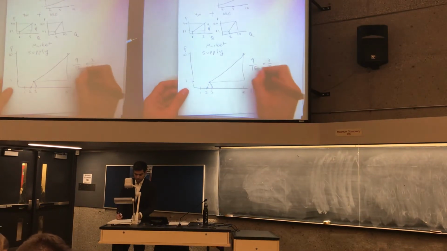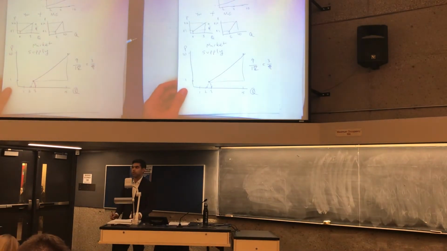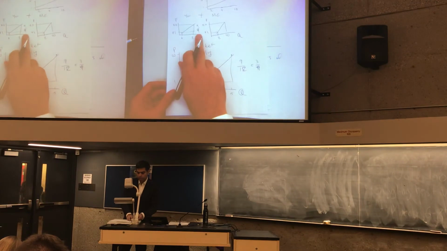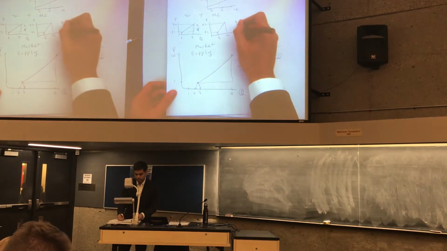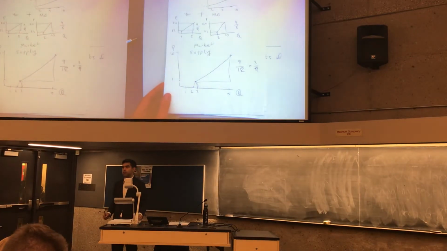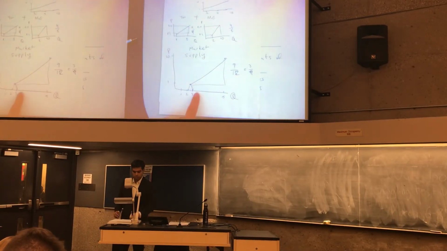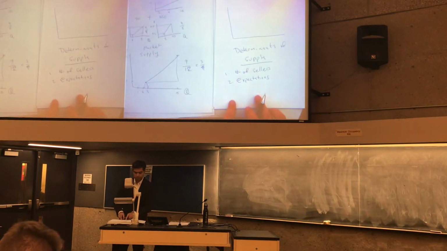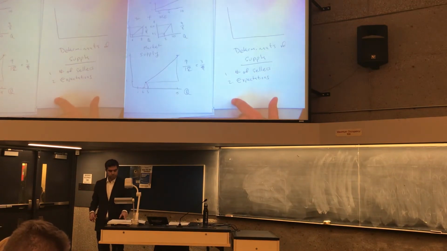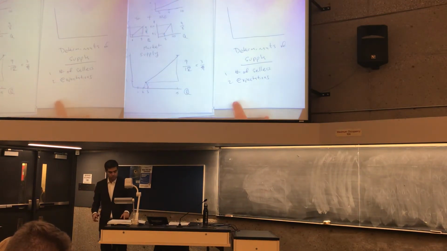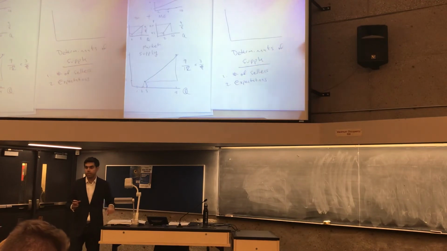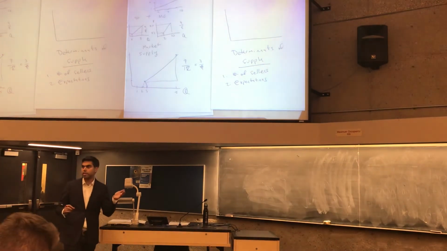Sorry, 14. Oh, good point. 9 over 12 is 3 over 4. Right? So 3 over 4 is still 9 over 4. And this is going to be 9 over 8. Right? Less steep. Okay, so we'll talk about the slopes in a second. Number of sellers, your expectations. Anything else can affect supply?